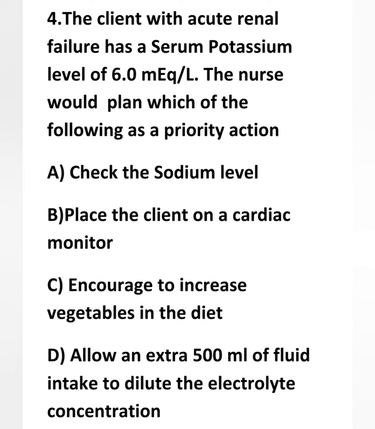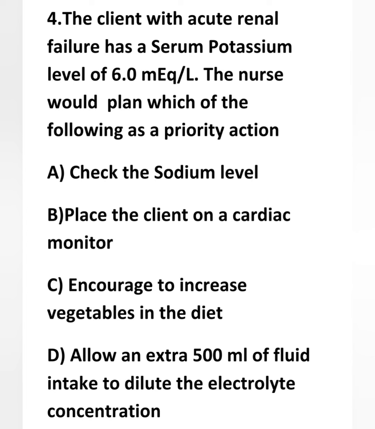Here, the client with acute renal failure has a serum potassium level of 6. If we know the normal serum potassium level, then we can answer this question easily. What is the normal serum potassium level? It is 3.5 to 5.5 milliequivalent per liter. That is the normal serum potassium level. So here it is 6 milliequivalent per liter. That is hyperkalemia for the patient.